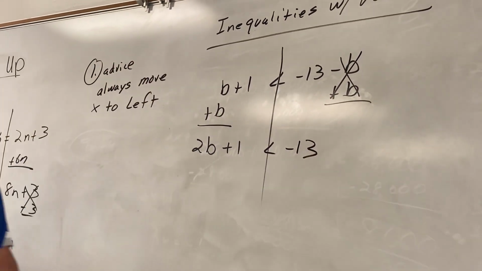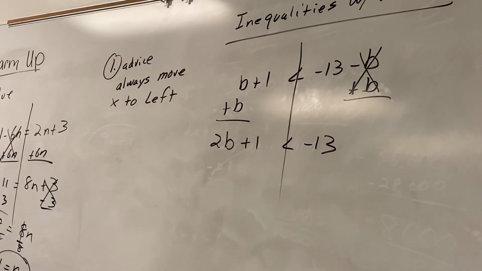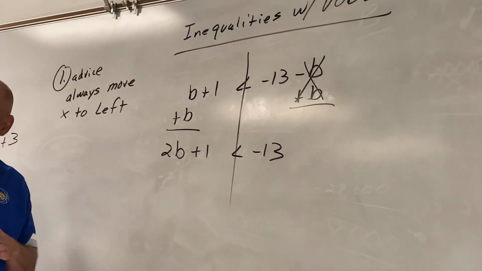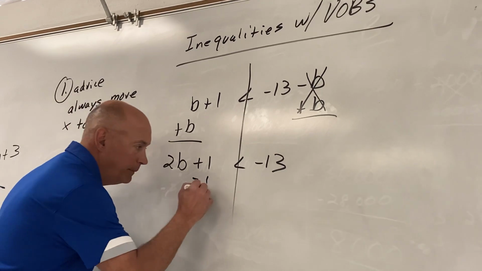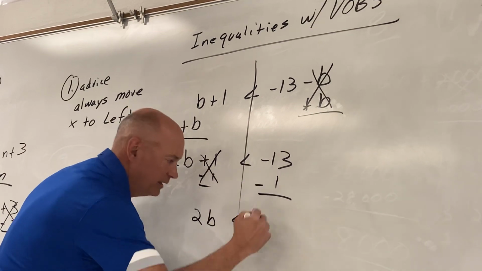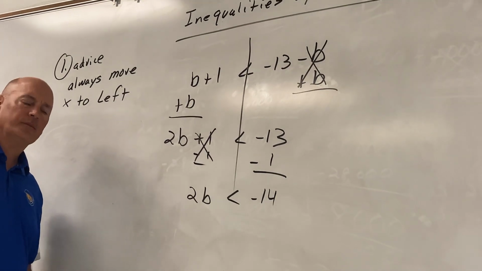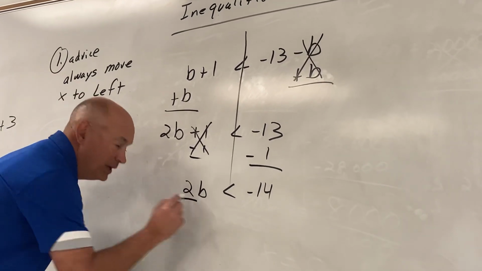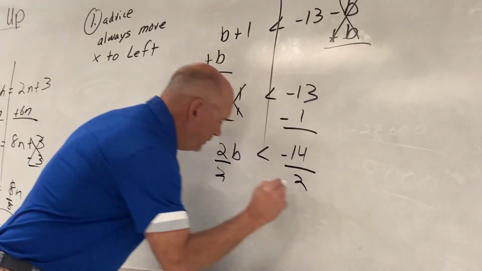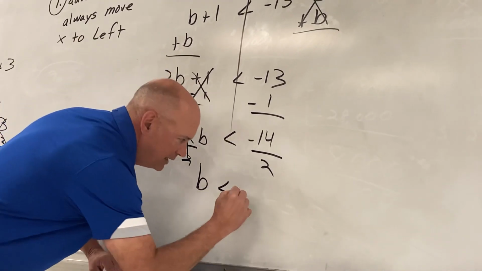All right. What would you do next? Aiden, what would you get rid of next? We're trying to get B by itself. How would you get rid of the 1? Yep, me too. And now we get 2B is less than negative 14. Let's keep going. What would you do last? Addie Jones. Divide by what? 2. Yes, ma'am. Not 2B, just 2. Divide by 2, divide by 2, and we have our answer. B is any number that is less than negative 7.